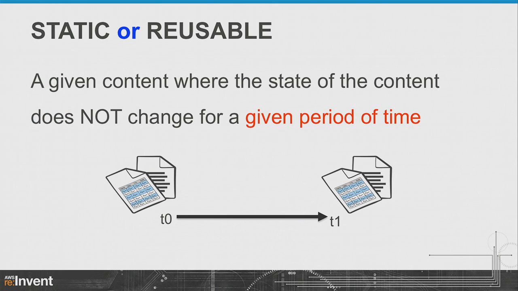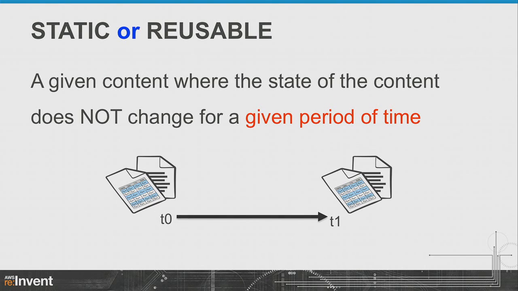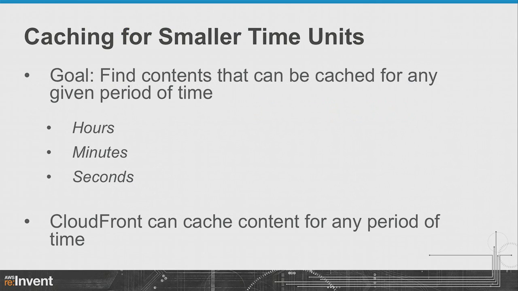But remember, the first thing I started this conversation with is that any content whose state doesn't change for a given period of time is static, it's reusable. With that definition, that opens me up to a lot of different choices. I can cache anything at this point. It doesn't have to be GIF, JavaScript, or CSS. It can be anything. It can be API calls. It can be almost any content type. And CloudFront can do that for you.